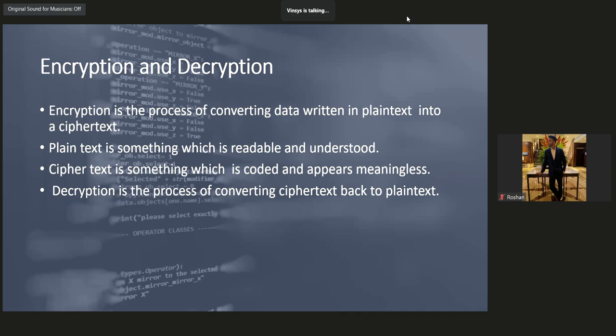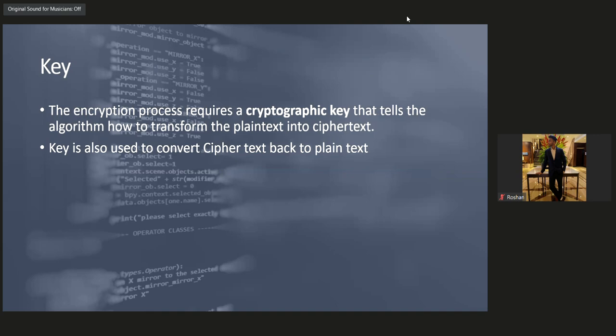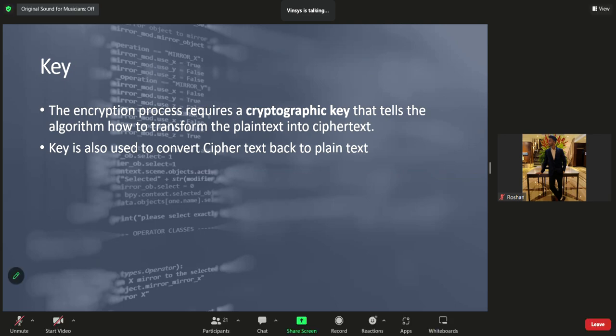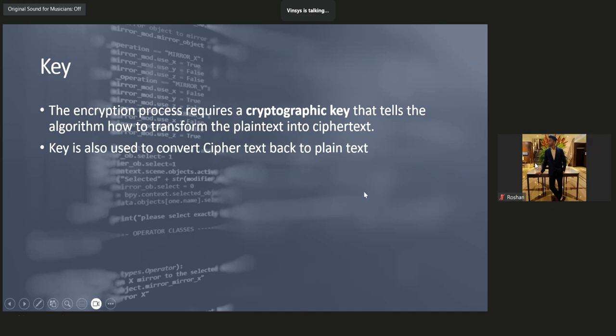Encryption is the process of converting data written in plain text into ciphertext. Plain text is something which is readable and understood, and ciphertext is something which is coded and appears meaningless. Decryption is the process of converting ciphertext back to plain text. Key: the encryption process requires a cryptographic key that tells the algorithm how to transform the plain text into ciphertext, and the key is also used to convert ciphertext back to plain text. So the data which is encrypted can be decrypted back using the key.